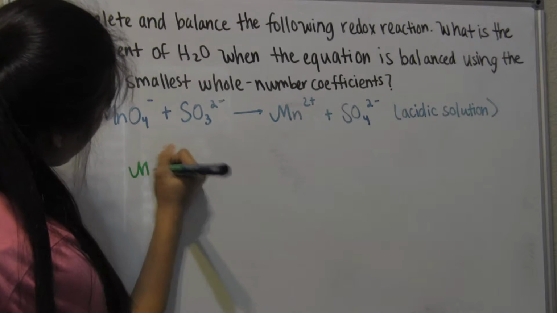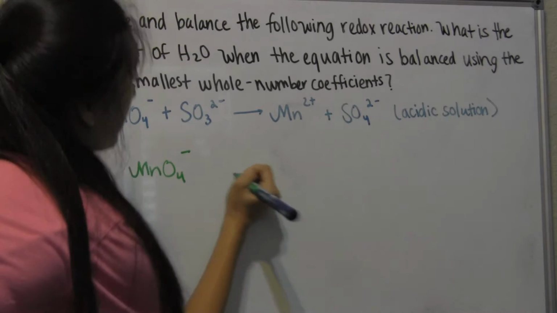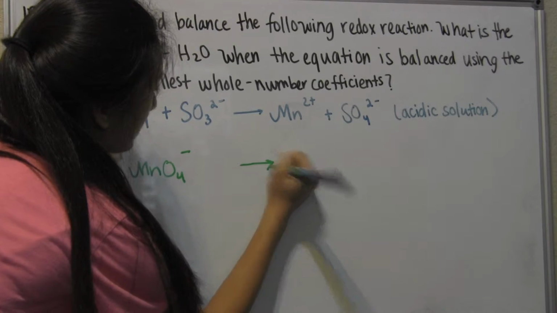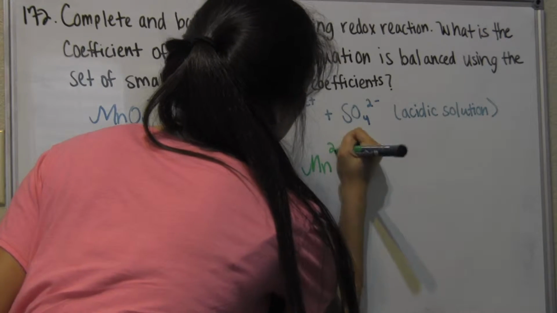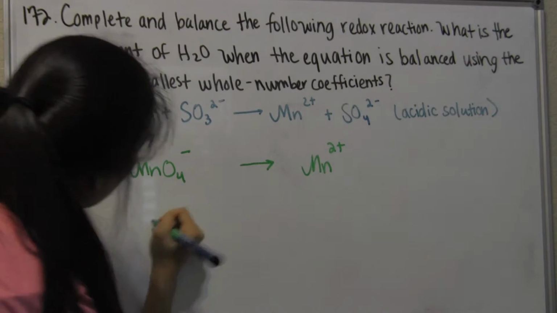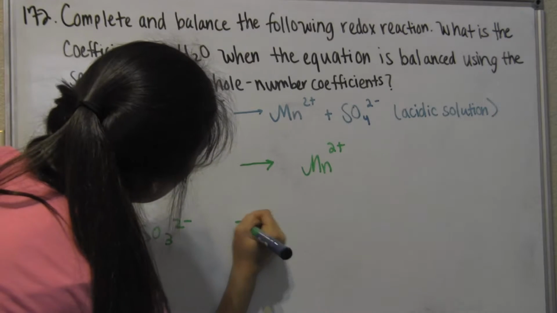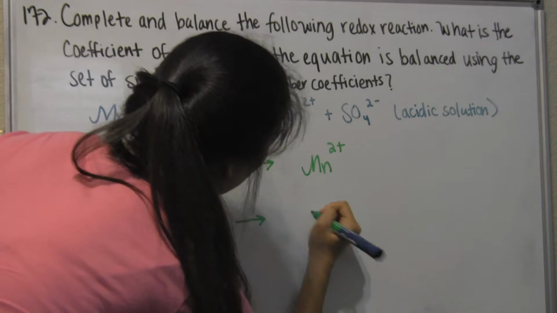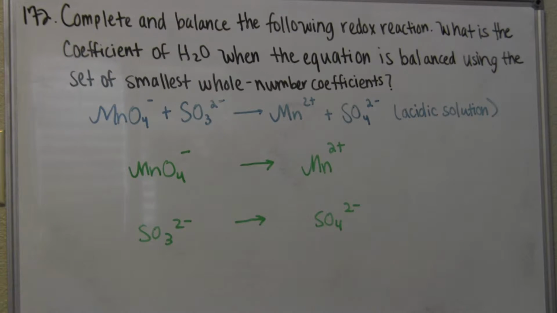So it's MnO4-, and let's leave a little space, yields Mn2+, and SO3 2-, leave a little space, yields SO4 2-. So as you can see, these will be our half reactions. So now what we try to do is balance these out.